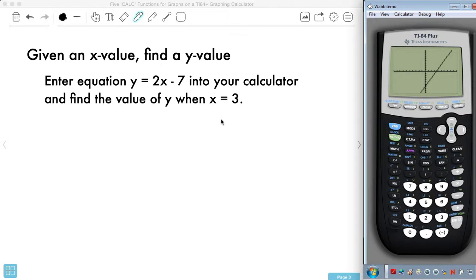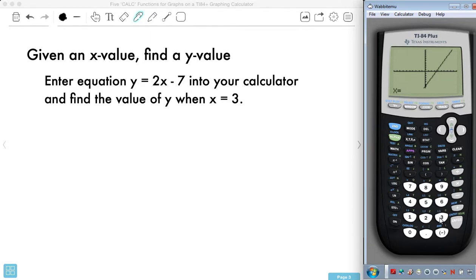Now if you're asked, for example, to find the value of y when x is 3, that is the first thing you see under the calc menu. When it says value, they refer to y value. You're going to calculate a y value given an x value. So when I'm on number 1, I press enter. And the calculator is asking you, what x value are you interested in?